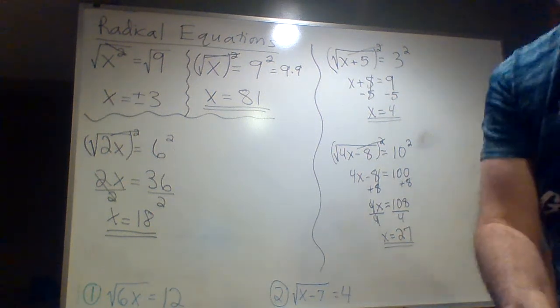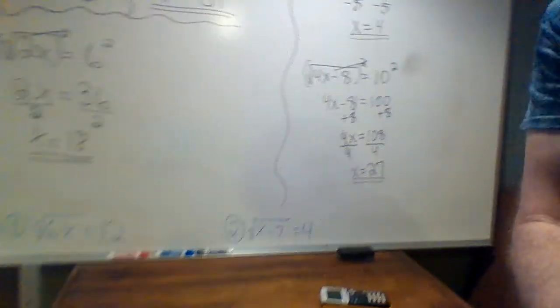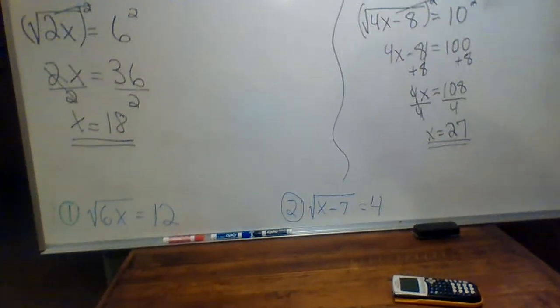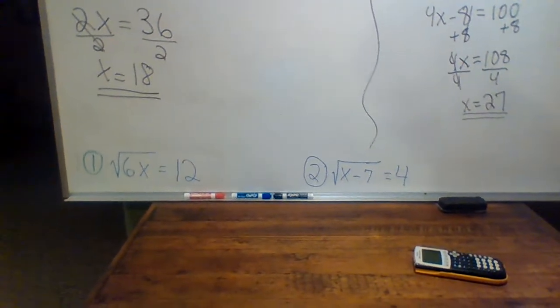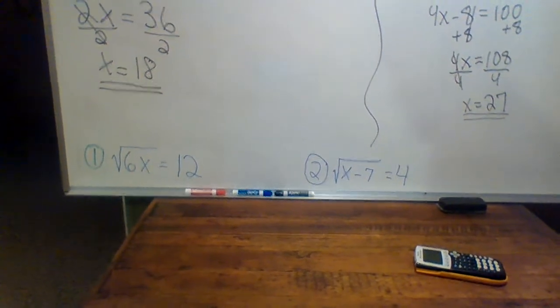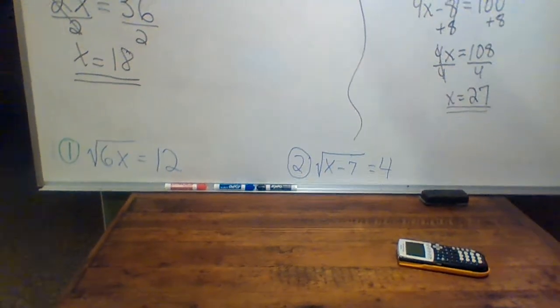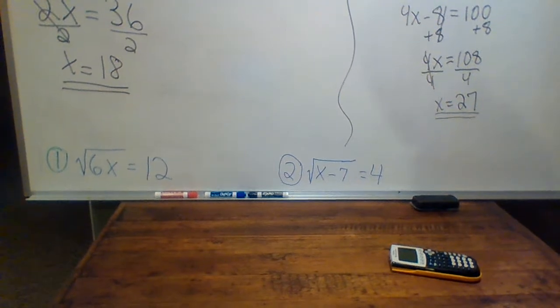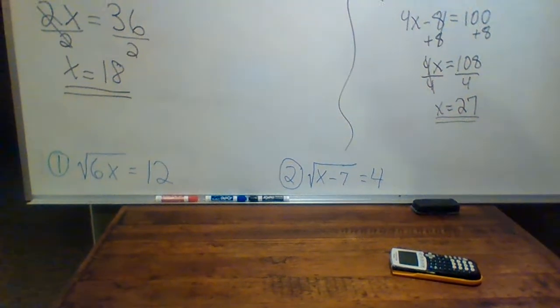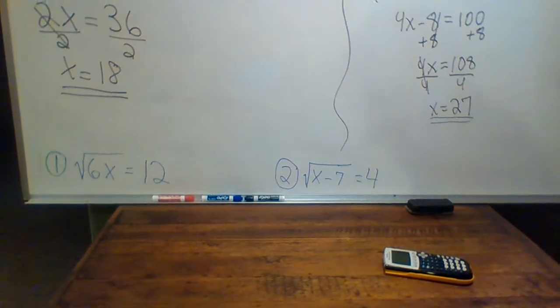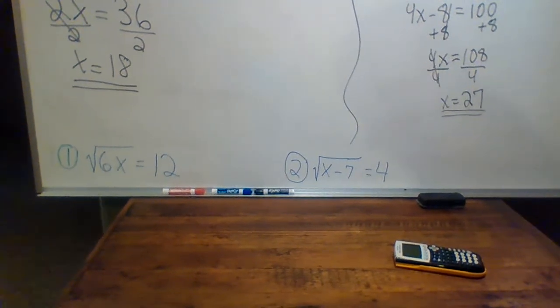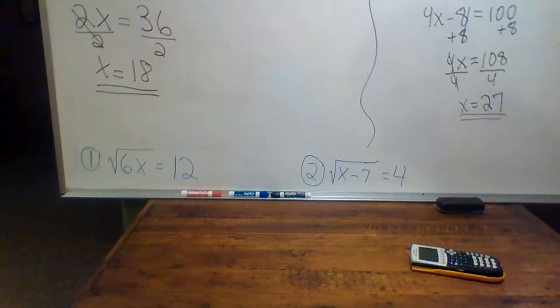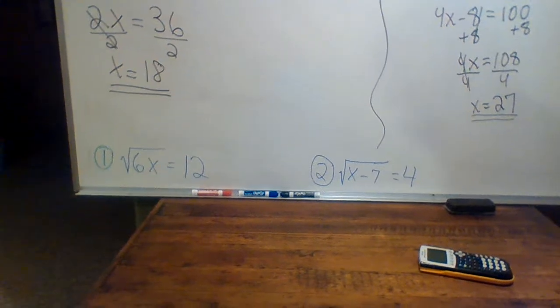So again, here's a couple problems. Number 1, radical 6x equals 12. Number 2, radical x minus 7 equals 4. So try those 2. Just post those answers in the journal, and I'll check those for your points.